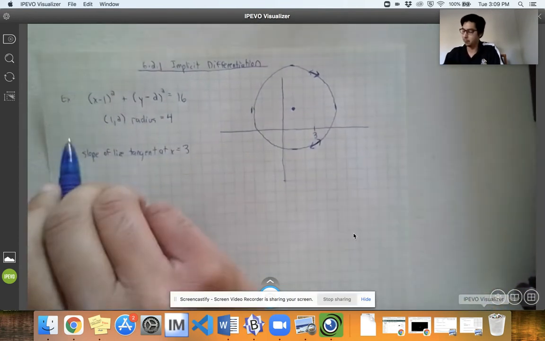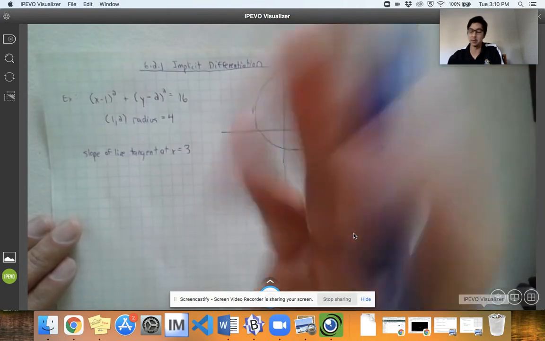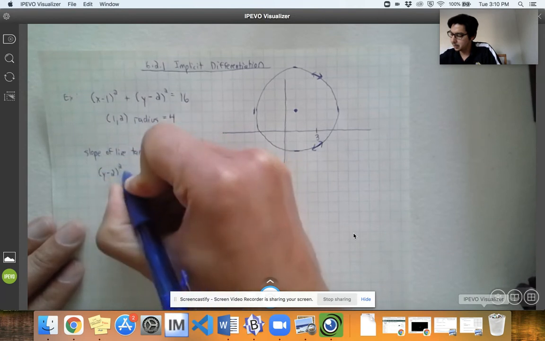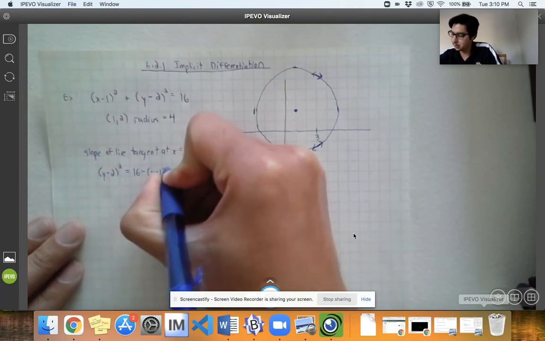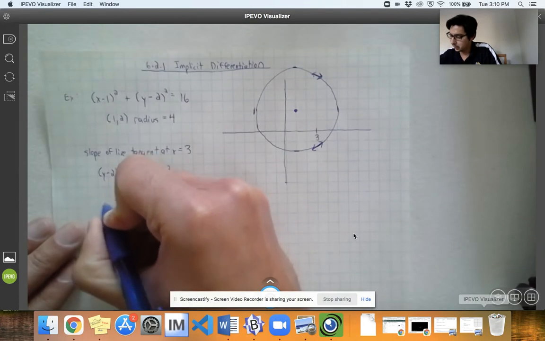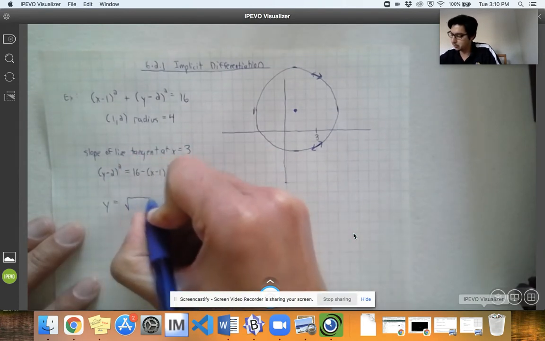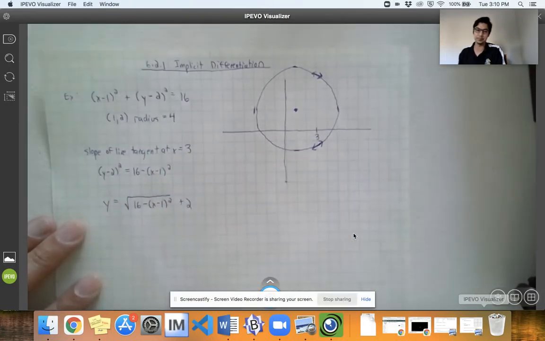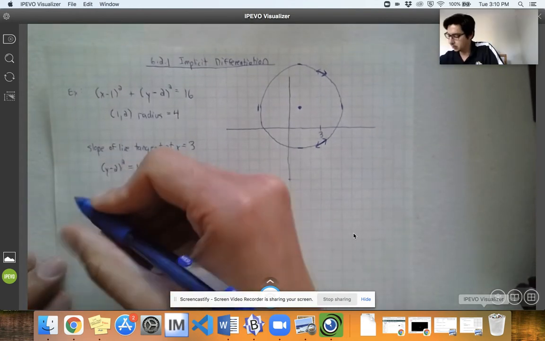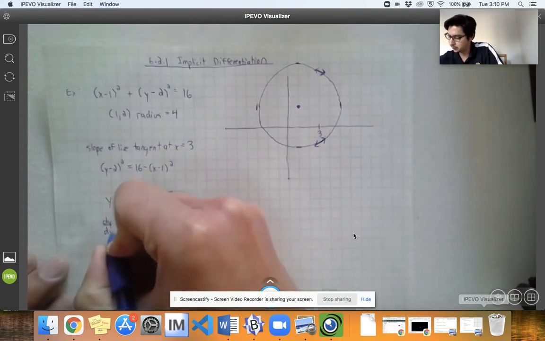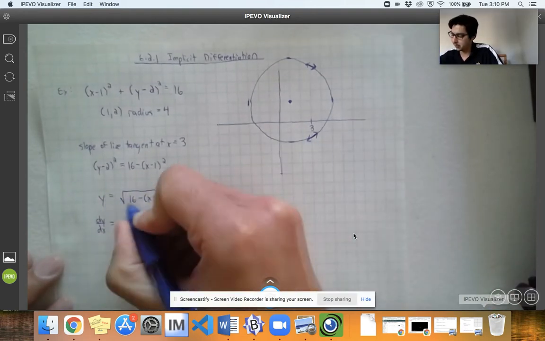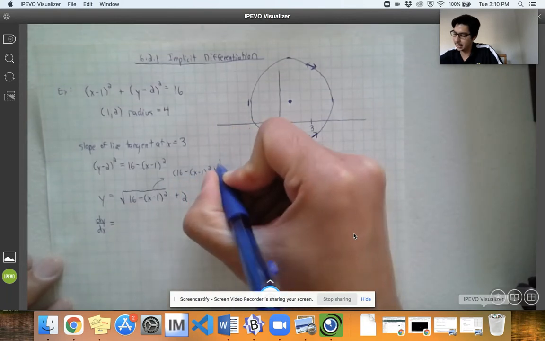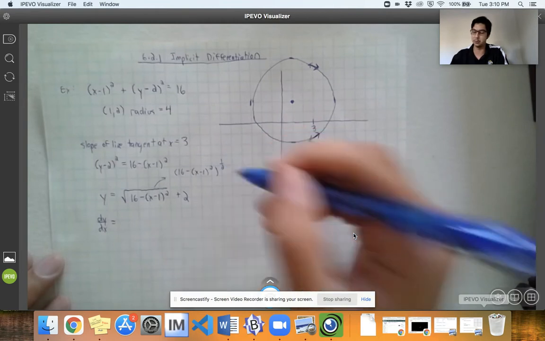Now, how do we do it? Well, in order to find the derivative, we'd have to get this in terms of y. So if I do that up here, I would have (y minus 2) squared is equal to 16 minus (x minus 1) squared. And then I would eventually get to the point where y is going to equal the square root of 16 minus (x minus 1) squared, plus 2. And we know how to take derivatives now, so we want to find the derivative of this function. Now I can rewrite this as 16 minus (x minus 1) squared to the 1/2, because it's a root. Remember, it means power over root.